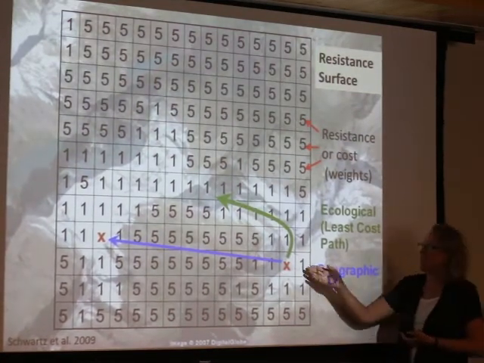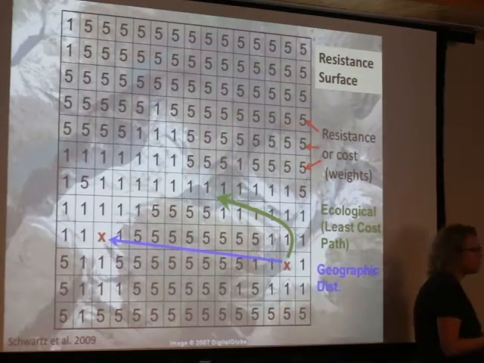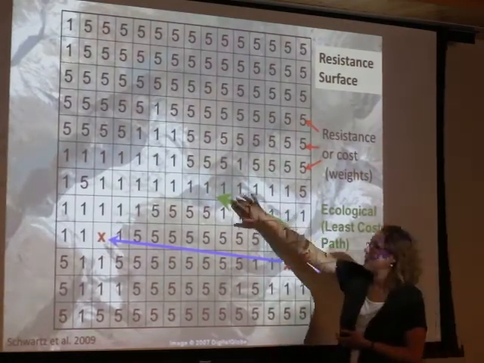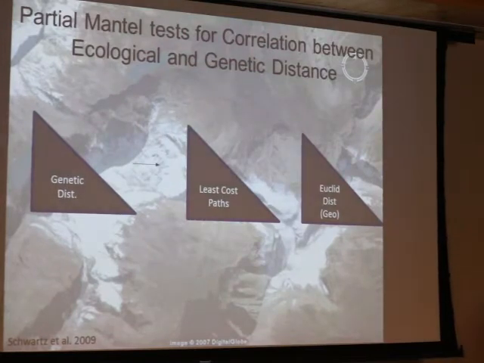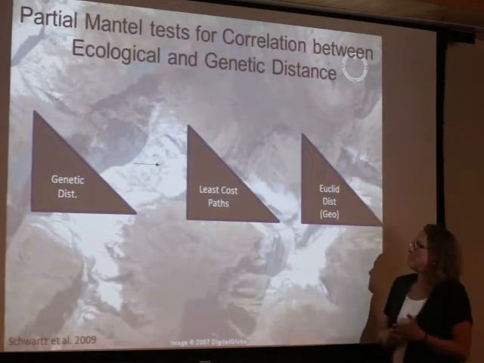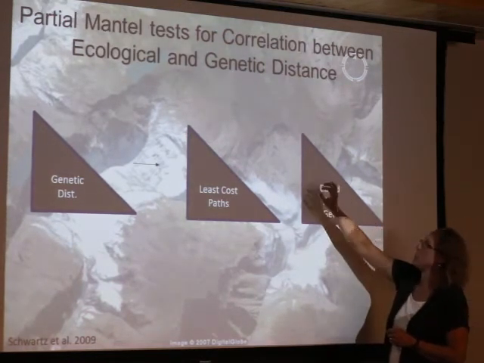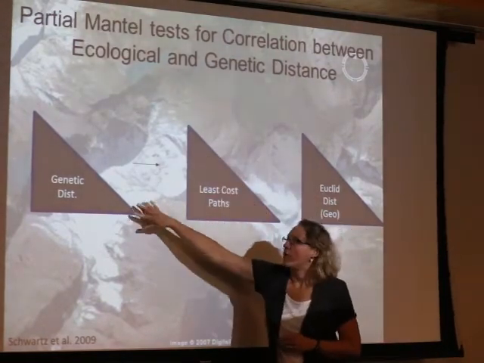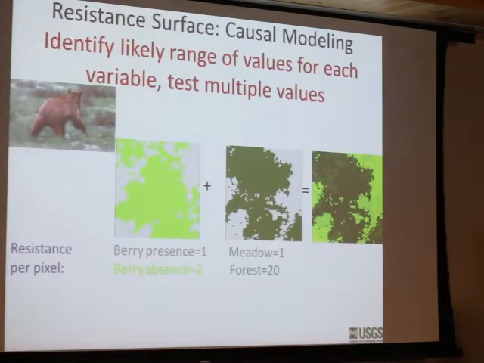And then the ecological least cost path, in this case where we have ones where there's snow, is going to be across here. You can calculate that too, basically by adding up the values. What they're basically trying to do is use something called the partial Mantel test, which is really based on correlations between the ecological and genetic distances. It's a partial test because what you do first is take just one of these things, either the Euclidean or geographic distance or the least cost path, relate it to genetic distance, and then take the residual and relate it to the other one.